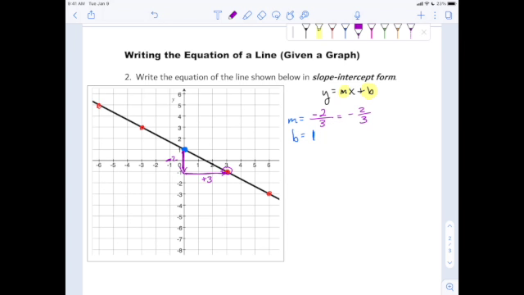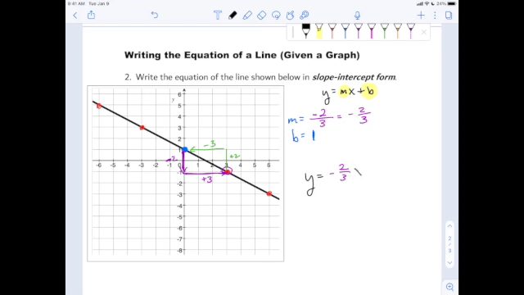It's going down. If you had gone in the opposite direction, if you had gone starting at that point, going up 2 and to the left 3, that's still a positive divided by a negative, so that's still a negative slope. So our final answer is y equals m. M is negative 2/3.